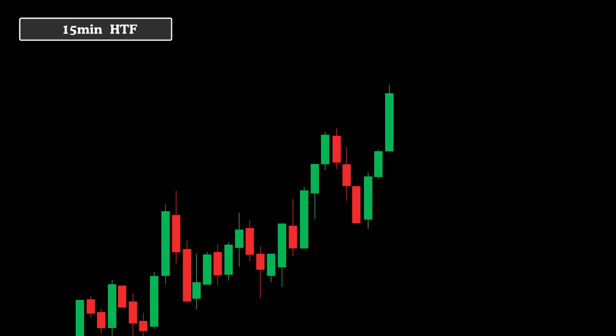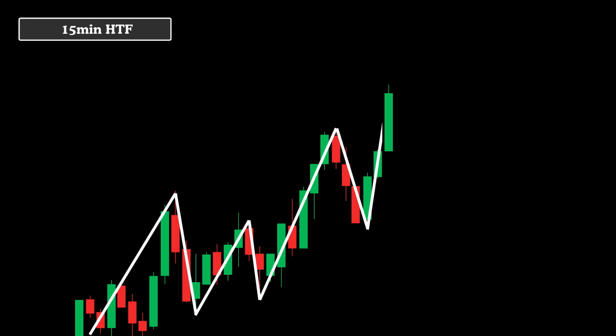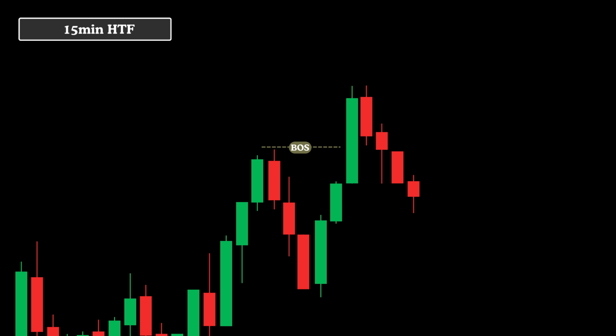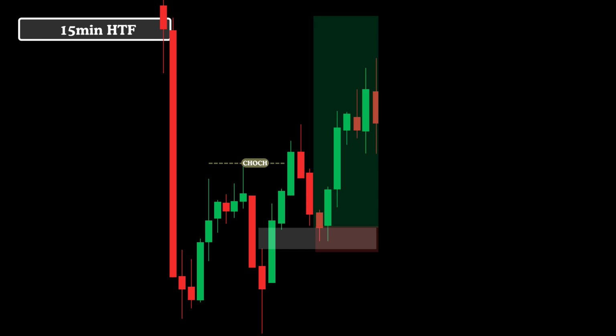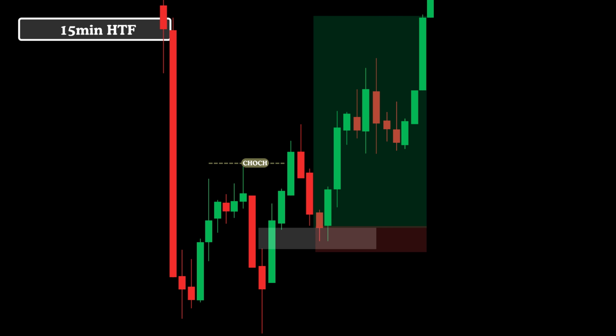Now, here's a 15-minute chart. This is our higher time frame, where the market is forming bullish structure, creating higher highs and higher lows. So the trend is bullish. We wait for price to dip into the discount zone and mark the fair value gap there. Then we drop to a lower time frame and wait for confirmation, such as a change of character. Once confirmed, we hunt for a fair value gap. Our entry and stop loss stay inside that fair value gap, with the stop loss at its low and the target at the swing high.